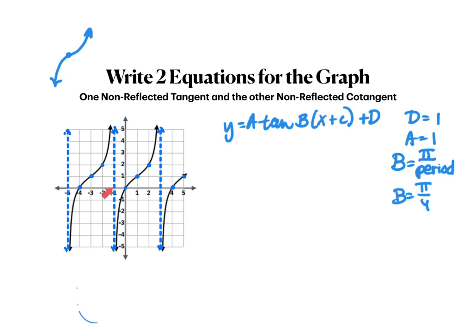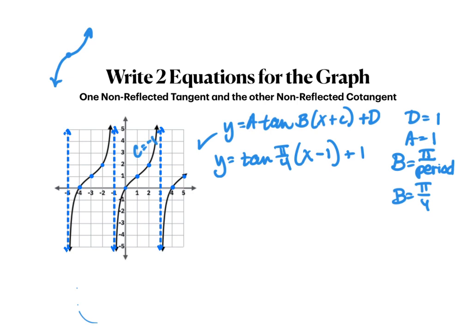Well, C is going to be how far did this point shift from the y-axis, and this has shifted 1 to the right, so C would be -1. So I can write this as y equals 1 times tangent of (pi over 4)(x minus 1) plus D. And that is my tangent function.